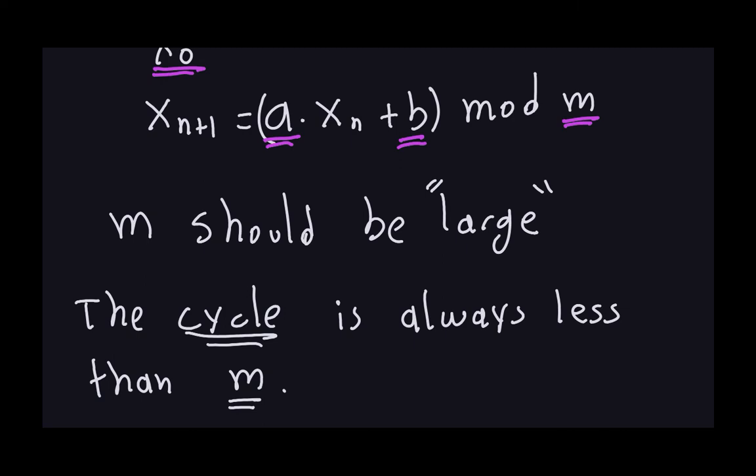So that's all I have to mention about this linear congruential generator. In the next video, we're going to talk about what we do in Java to generate pseudo-random numbers, and also, most importantly, how we generate cryptographically secure random numbers. So I'll see you in the next video.